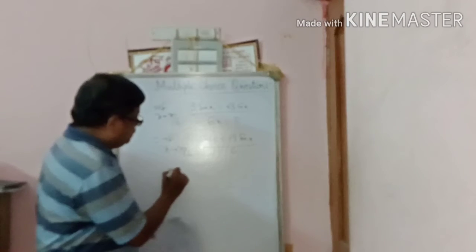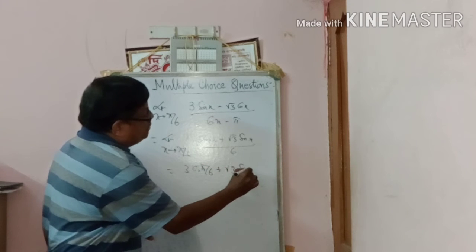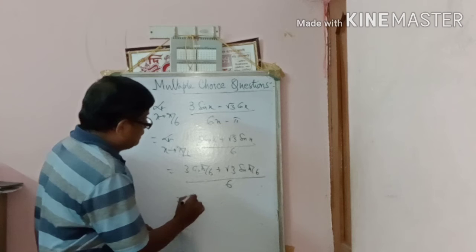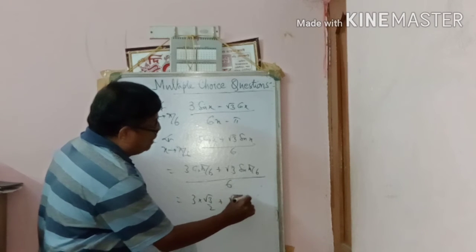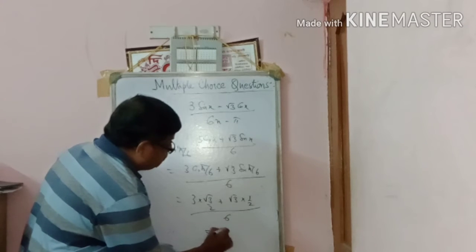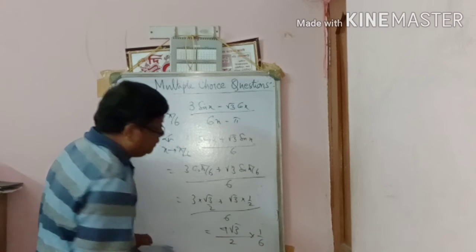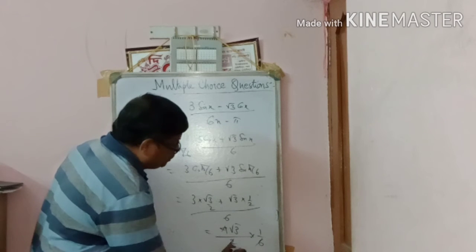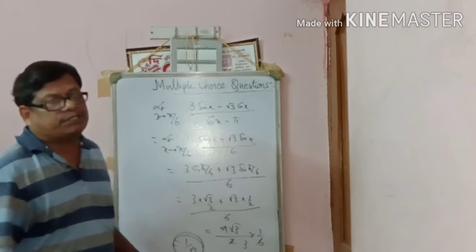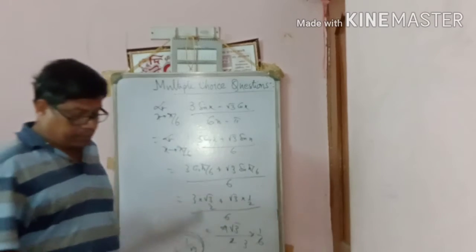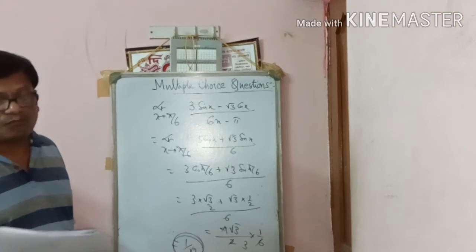Just input the value: (3 cos pi by 6 plus root 3 sin pi by 6) by 6. That is 3 cos 30 degree, root 3 by 2, plus root 3 into half, by 6. So here 4 root 3 by 2 into 1 by 6. Cancel, root 3 by 3, that is 1 by root 3, correct. The correct option is 1 by root 3.